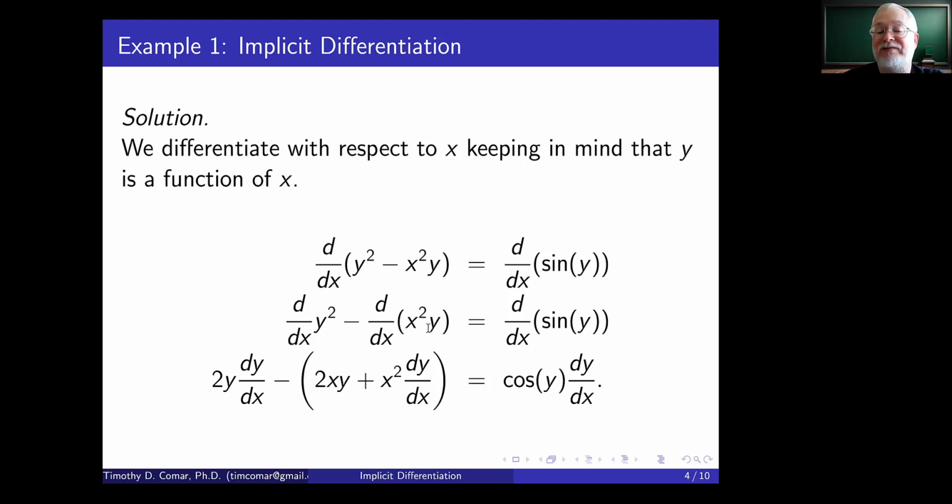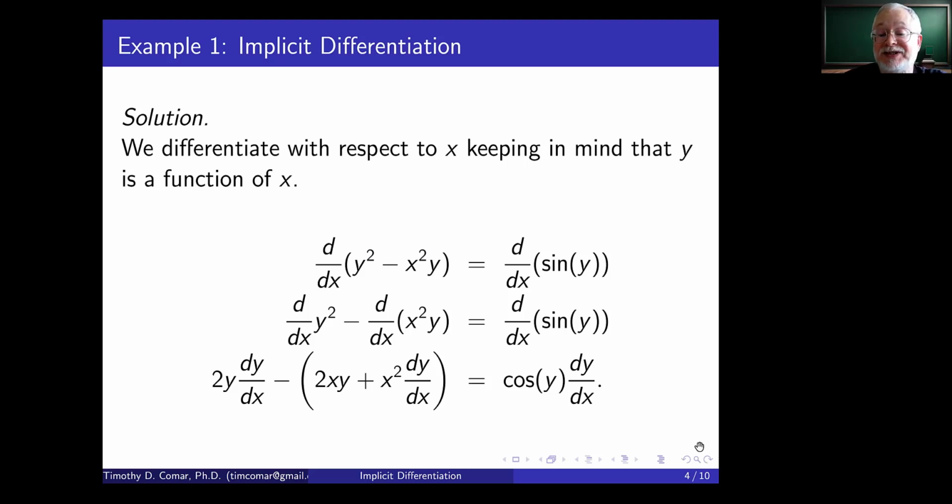Next, when we take the derivative of x squared times y, we need a product rule. So here we're going to need the derivative of x squared, that's 2x times y, plus x squared times the derivative of y. And lastly, we're going to need another chain rule because we're taking the derivative of sine of y. Sine is the outside function, y is the inside function, so we're going to get cosine of y times dy/dx. Now we've done the differentiation.